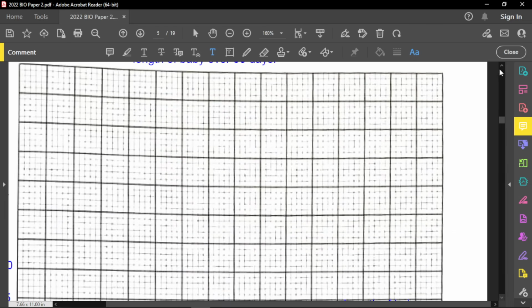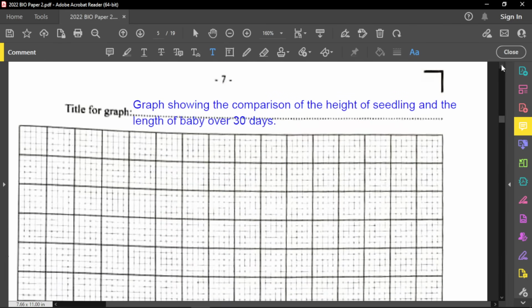So matter of fact, let's go to the title first, so I don't need to go back to it. So the title of this is: graph showing the comparison of the height of seedling and the length of baby over 30 days. All right, so that will be our title.